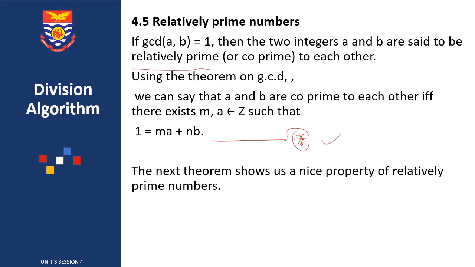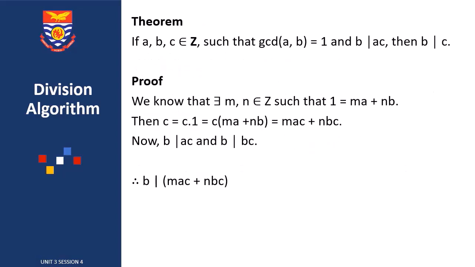The next theorem shows us a nice property of relatively prime integers. Let's see the properties. If a, b, c are members of Z such that gcd(a, b) = 1 and b divides ac, then we can say that b divides c. So let's prove this. We know that there exist m and n being members of Z such that 1 = ma + nb, from the equation star we made mention of.